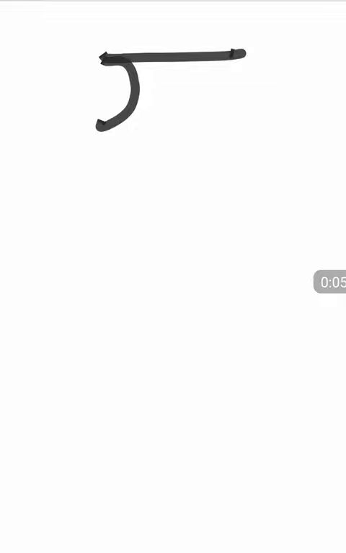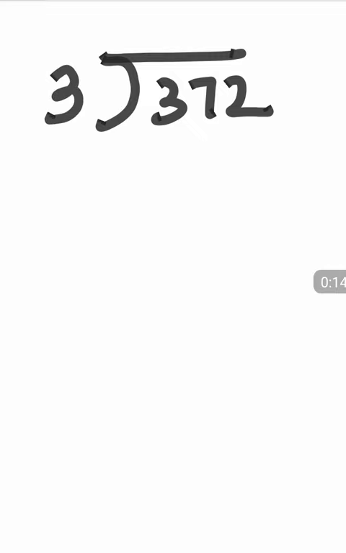Now let's see a long division example. 372 is the dividend. Let's divide it by 3. In long division we have to go digit by digit. Start with the highest digit.